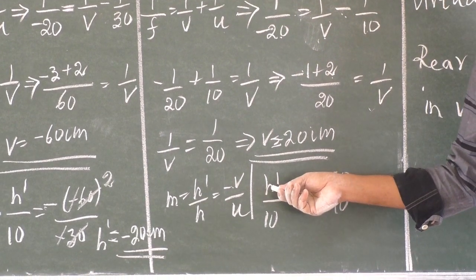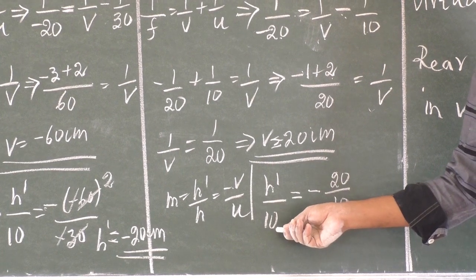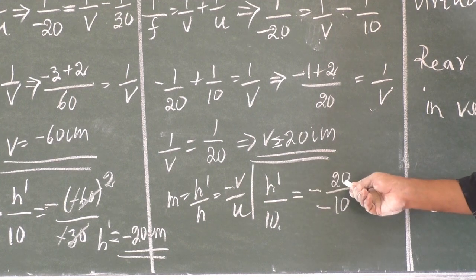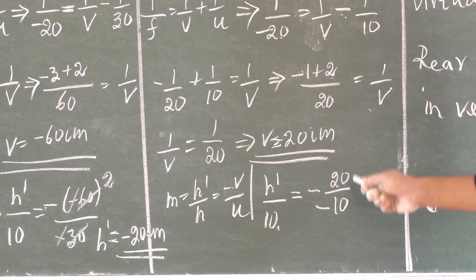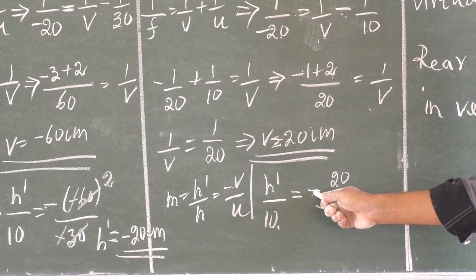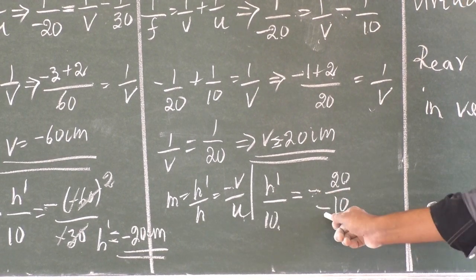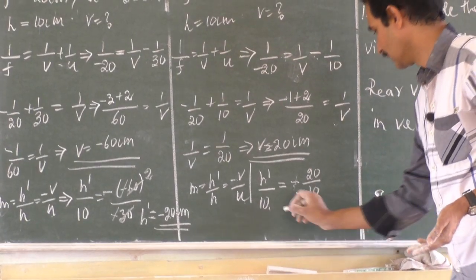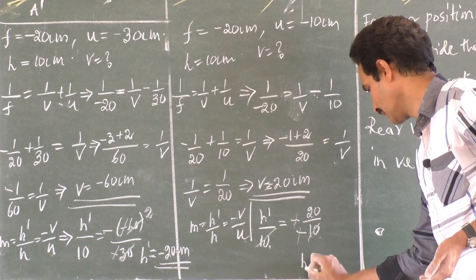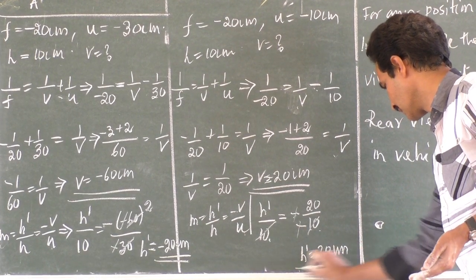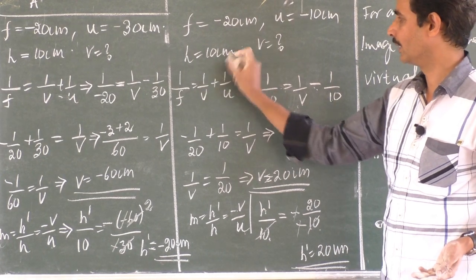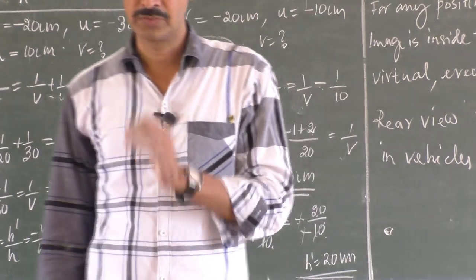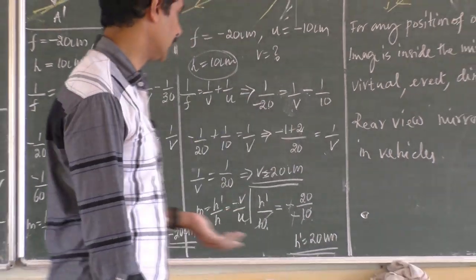So h dash to be found out, h object height above the principal axis 10, minus from the formula, image distance 20 centimeter, it was in this direction, so no separate minus except this formula minus. But what about u, object distance? That is minus 10 because it is on the other side. Minus minus gets cancelled. What is h dash? 10 gets cancelled, only 20. So h dash is 20 centimeters, which is double the size of the object here. So enlarged virtual image, distance is positive on the other side, is formed inside the mirror.